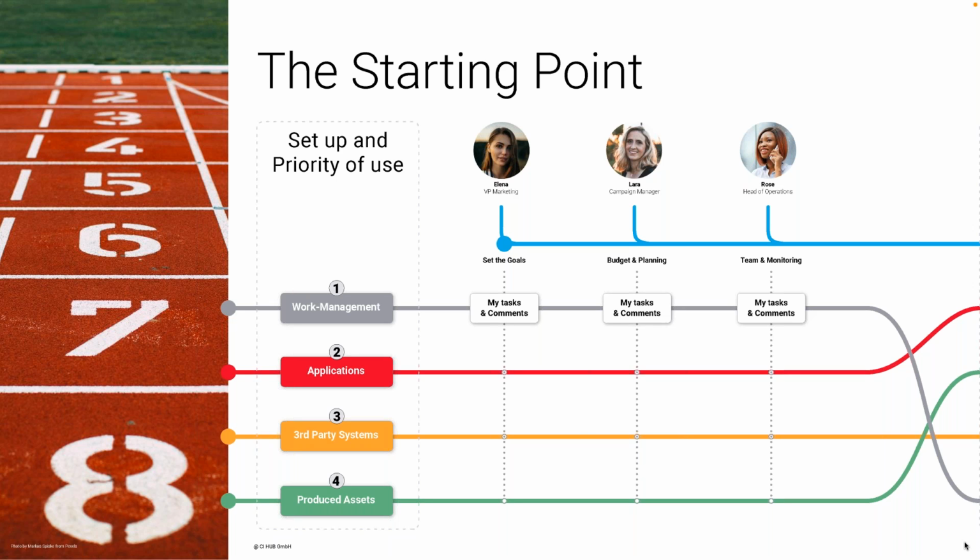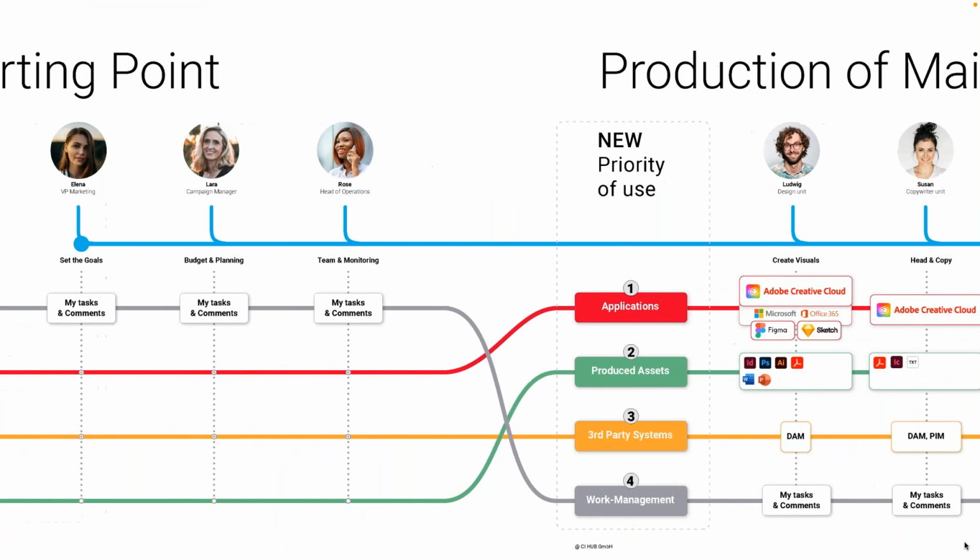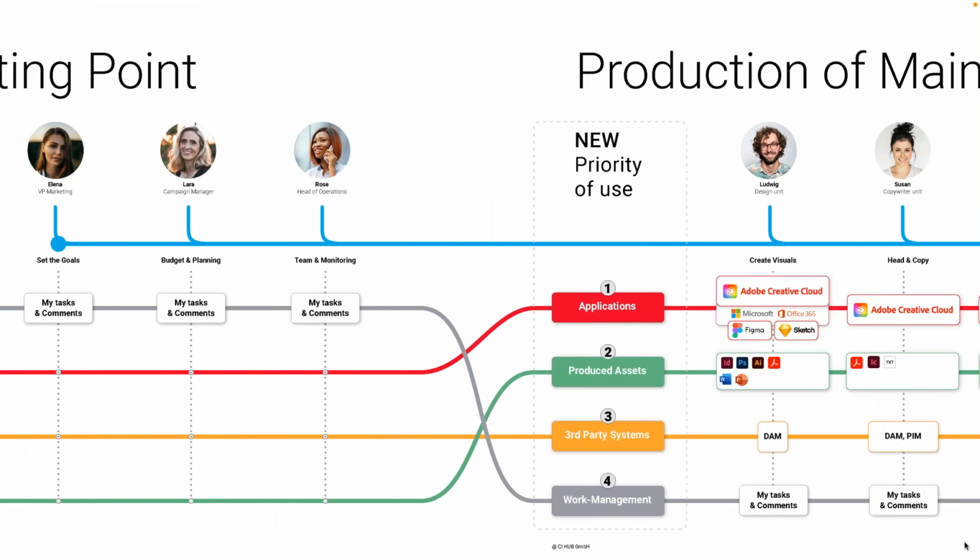And the campaign manager and the head of operations, they are also working in the work management system, because this is the main stuff they have to handle, like budgeting, planning, the team building and the monitoring and all this stuff. But if it comes to the production, it will change. So there will be a new priority of use. So it's no longer the work management system that is the leading system. Mostly it's a various number of applications.